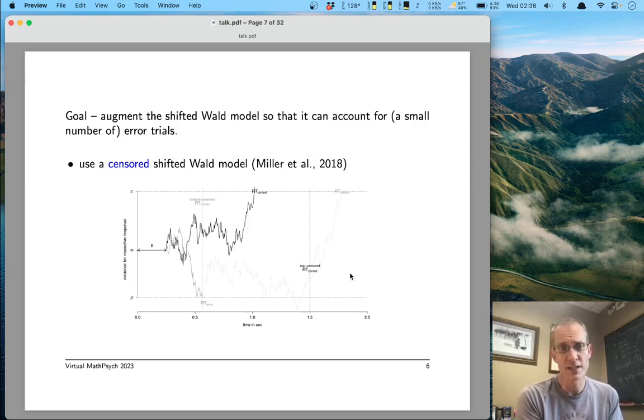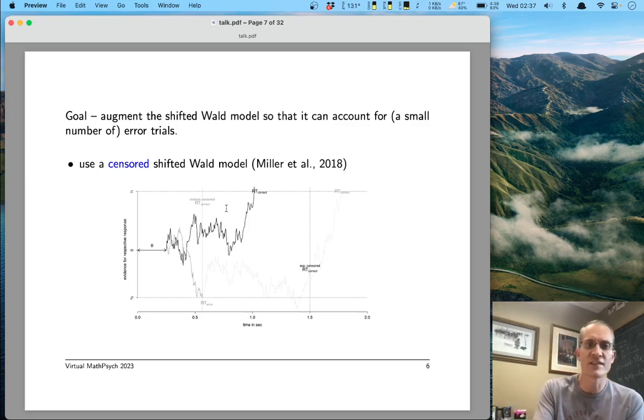Now this was an idea first proposed by Miller et al. in 2018, and it basically works as follows. Here we have a diagram very similar to the one on the previous slide where you've got some non-decision time and then you've got an accumulator that starts. So that's the black line that you see here. And so the RTs on correct trials might look something like this. You've got this noisy accumulation of information until you hit the response boundary. But now how do you deal with errors? Okay, so there's not another boundary down there.